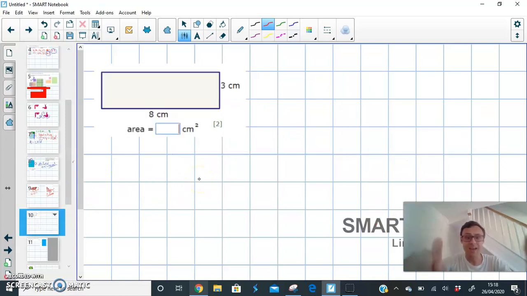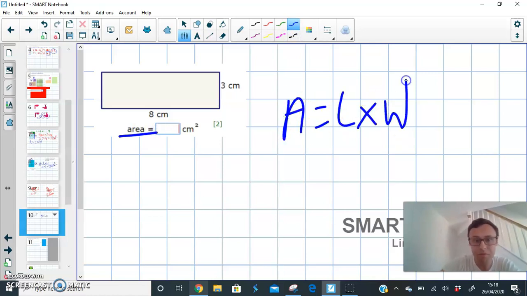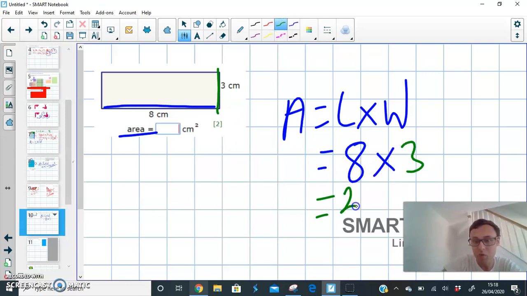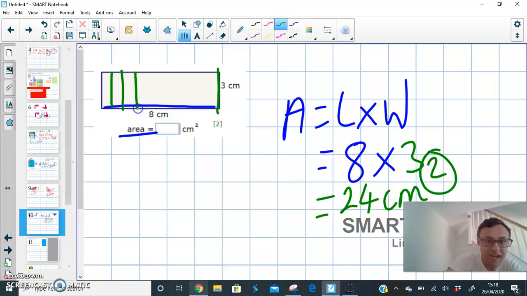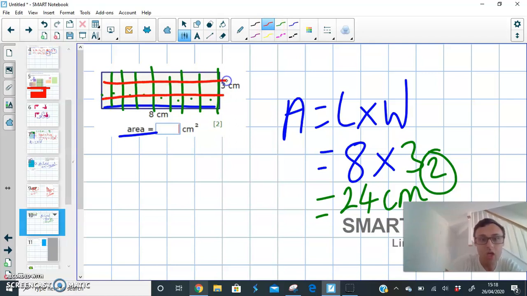Okay, and again, well, we know it wants the area, not the perimeter. Area is length times by width. So its length here is 8, its width here is 3, so it's going to be its length, which is 8, times by its width, which is 3, so the area would be 24 centimetres squared. If I was to split this into 8, 1, 2, 3, 4, 5, 6, 7, 8, and then split it into 3, you would count that we've got 3, 6, 9, 12, 15, 18, 21, 24 centimetre squares there, so my method definitely works.